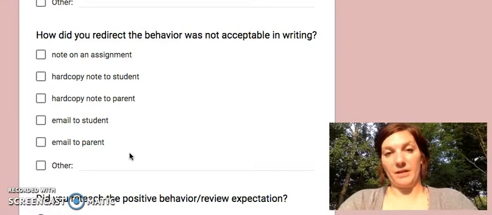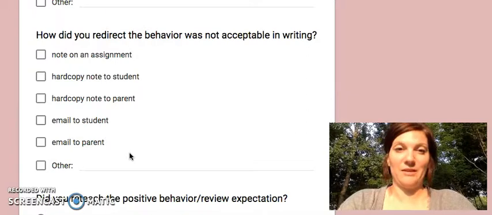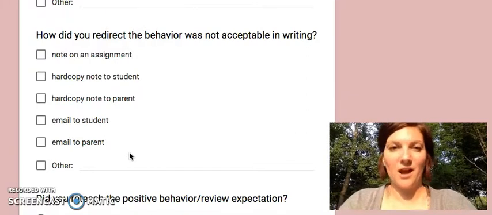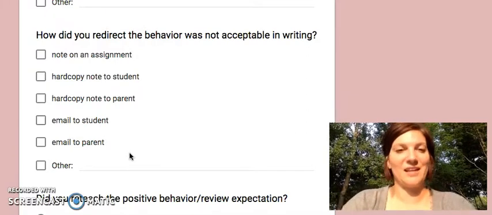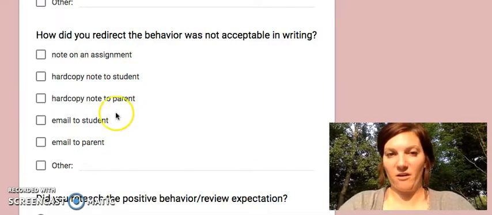So this could be a note on an assignment like, hey, you got an F. It's not a surprise to me. You had your phone out, or you were talking to your partner. Maybe don't do that next time. It could be a hard copy note to the student, a hard copy note to the parent, an email to the student, or an email to the parent.